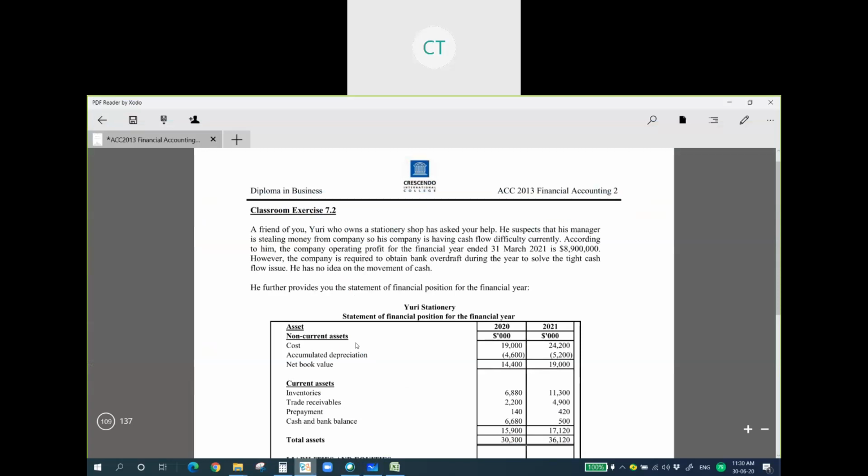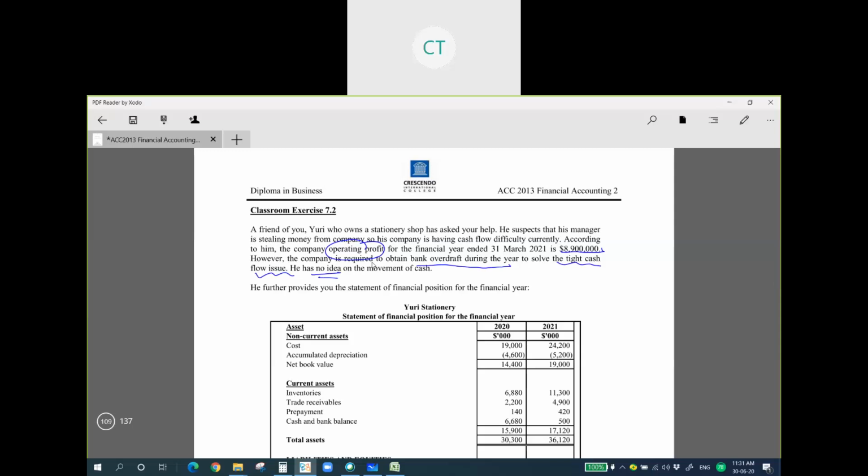A friend of yours, Yuri, who owns a stationery shop, has asked for your help. Wow, your friend needs your help. He suspects that his manager is stealing money from the company, so his company is having cash flow difficulty currently. According to him, the company operating profit for the financial year ended 31st March 2021 is 8.9 million. Wow, the company is earning a good profit. However, the company is required to obtain a bank overdraft during the year to solve the tight cash flow issues. He has no idea about the movement of cash.